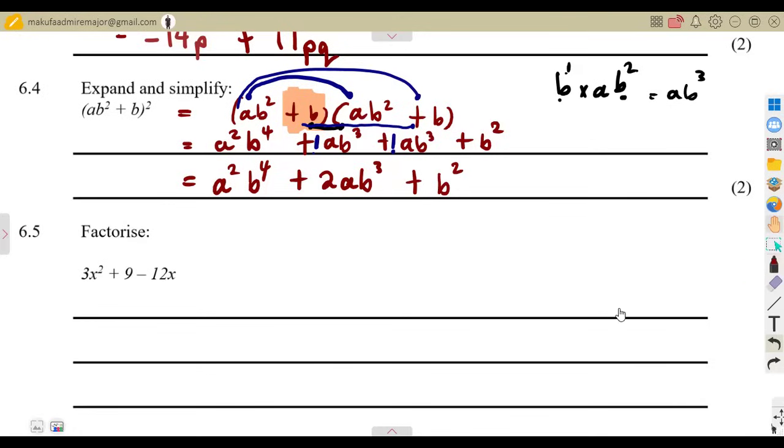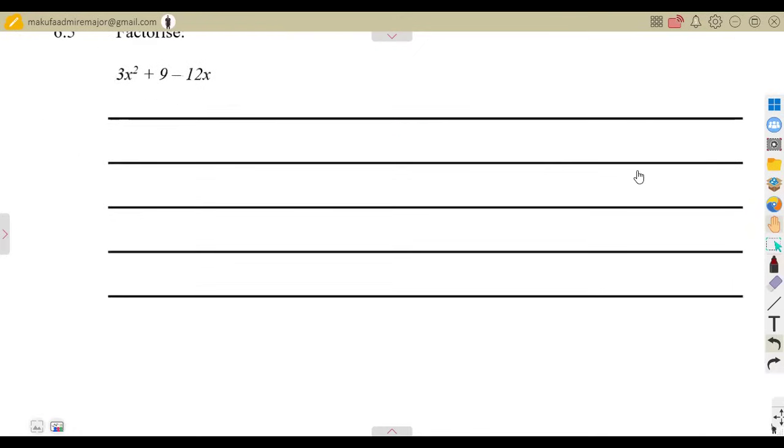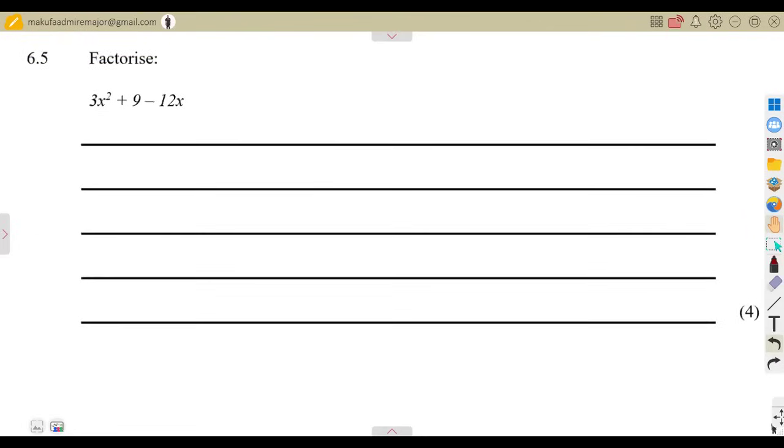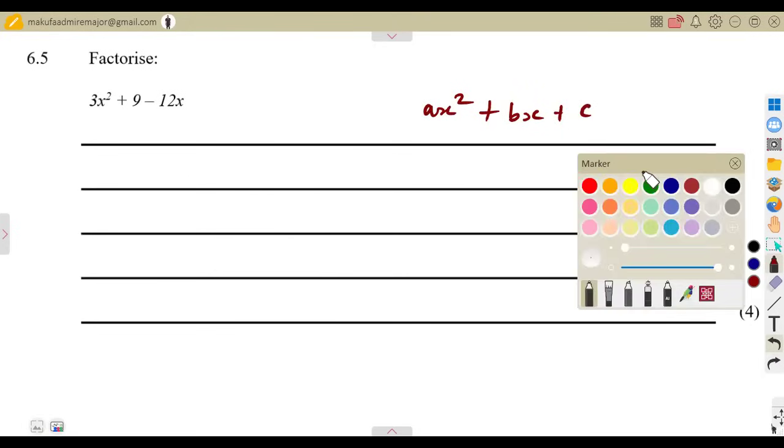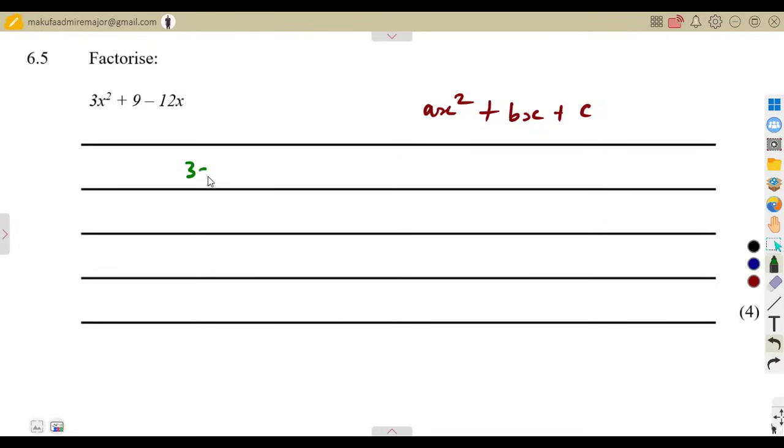All right, 6.5, factorize this. So the first thing there was to rewrite, remember, the format of a quadratic expression, which is a trinomial in this form of ax² + bx + c. This could have been written as 3x², followed by minus 12x, followed by a plus 9. This is what we are used to.